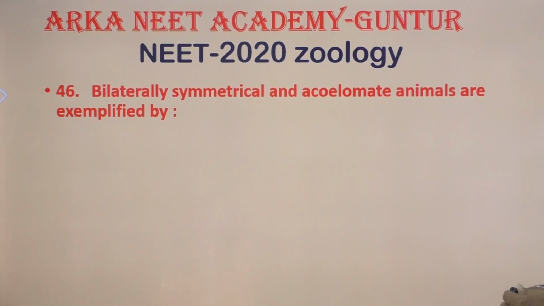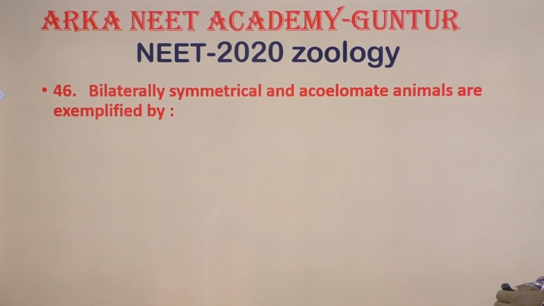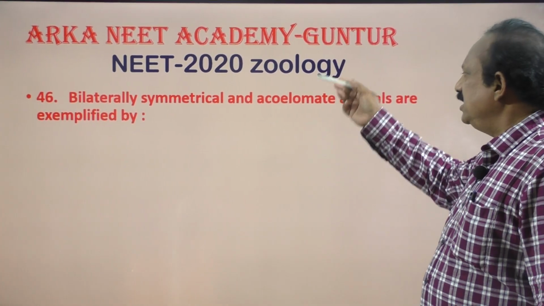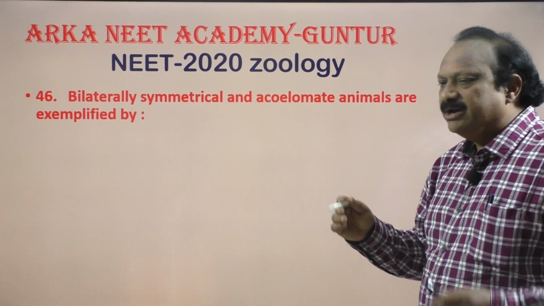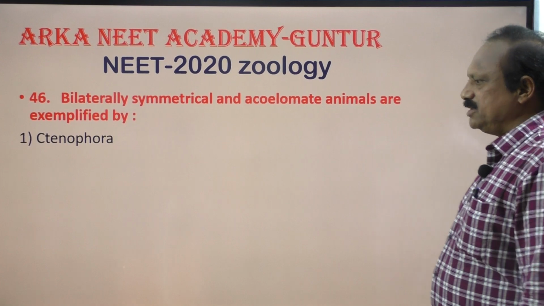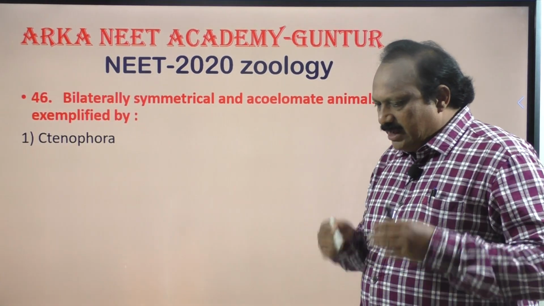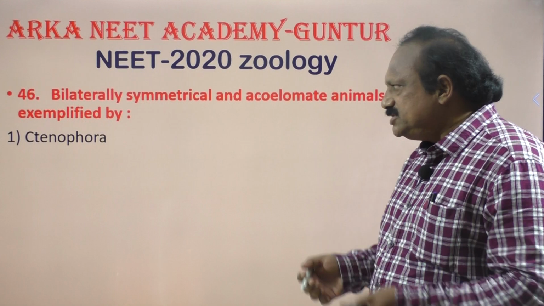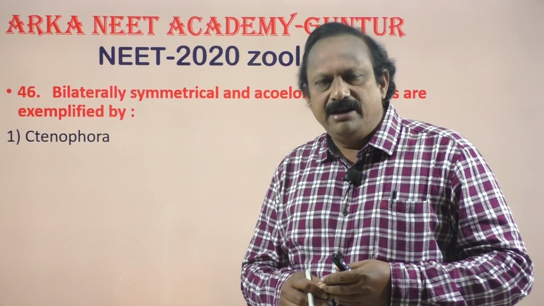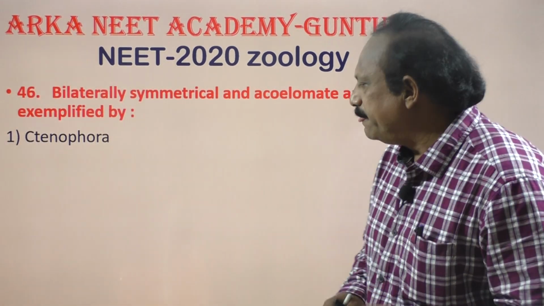Bilateral symmetrical and acoelomate animals are exemplified by which phylum? Look at the first option, Ctenophora. In Ctenophora, the symmetry is not bilateral symmetry. It is radial or biradial symmetry.